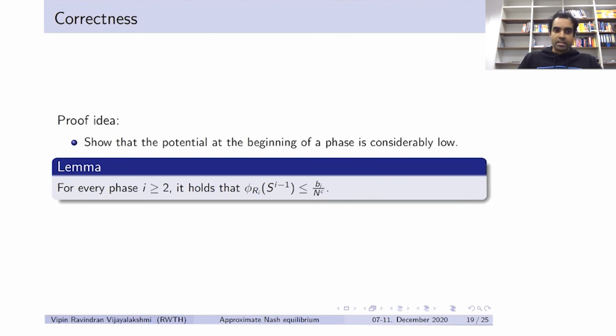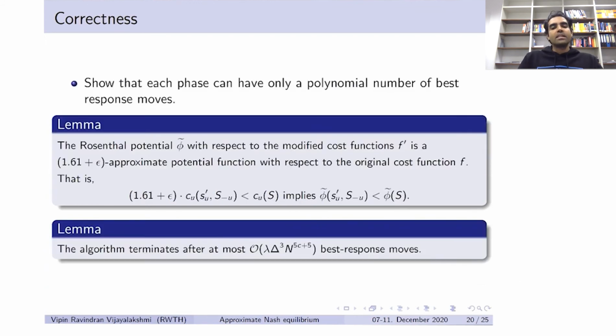So using this lemma, this turns out to be a very important lemma. We can show that in any given phase, the number of best response moves is polynomially bounded. But the thing is, our algorithm uses two different cost functions, the modified cost function and the original cost function. So the game that we have created is not a potential game anymore.